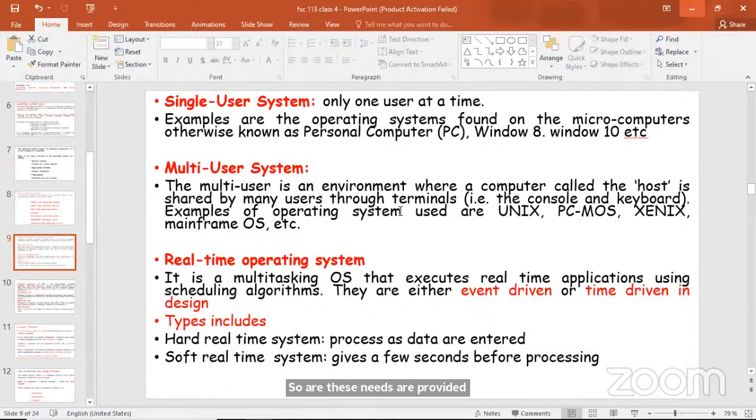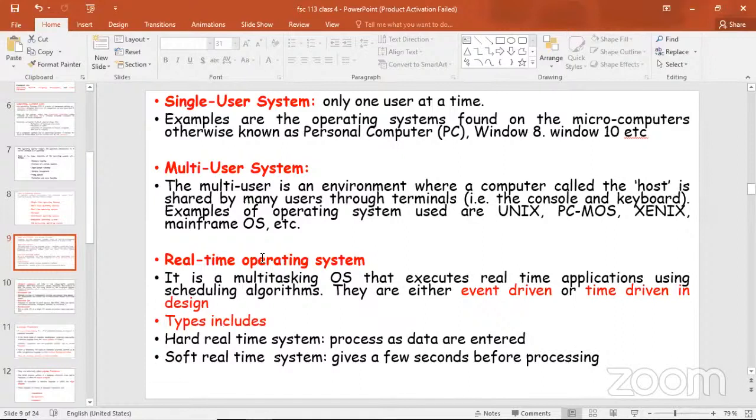So the terminals can now be the meat that is required by one person, the seat, the fan, and the other things needed by different people. So they are shared by many users through terminals, i.e. the console and the keyboard. Examples of systems that use these are those.